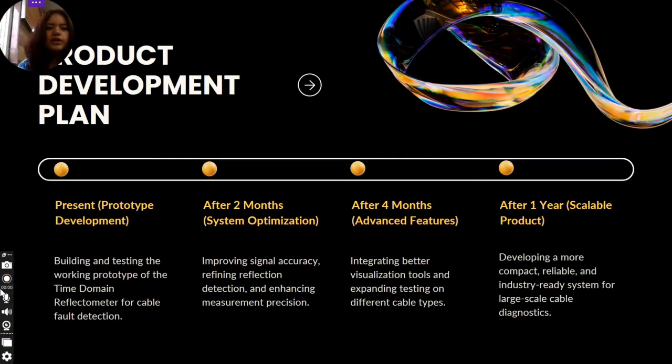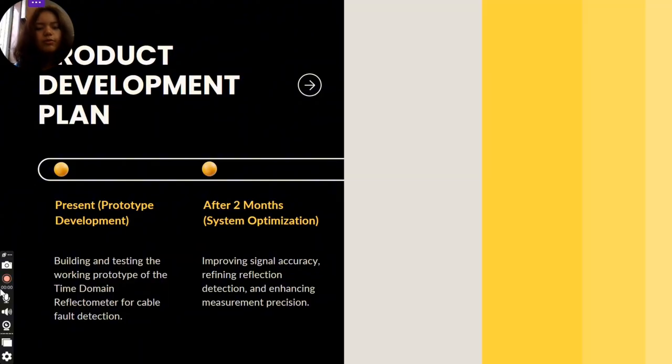For now, our product development plan is: we have built a prototype. After 2 months, we are planning to optimize the system. After 4 months, we are planning to add more advanced features. And after 1 year, we are thinking of making it into a scalable product.